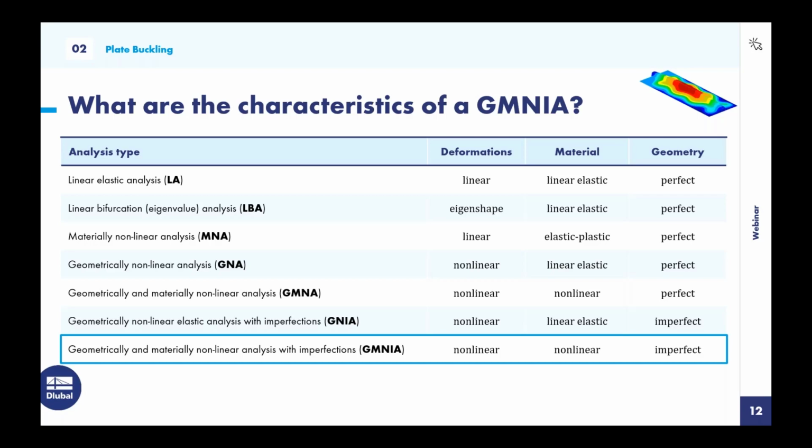So GMNEA stands for geometrically and materially nonlinear analysis with imperfections and is the most complex static analysis type. As the name already suggests, large deformation theory is required and a nonlinear material model needs to be also established. Moreover, an imperfect geometry is used for the analysis to account for buckles that are already in the geometry or residual stresses that come from the manufacturing process.